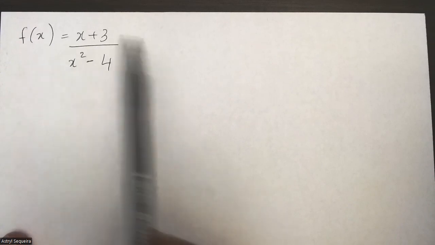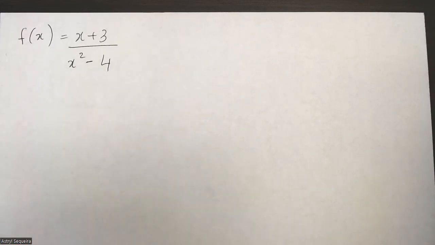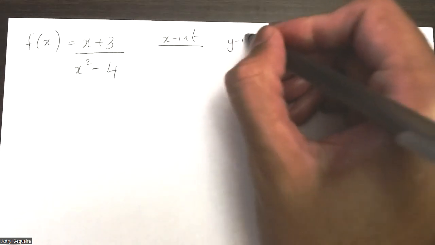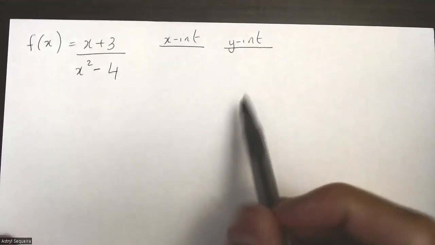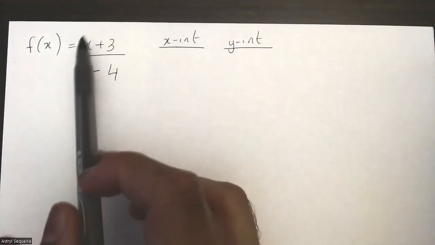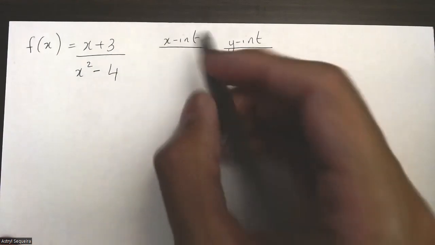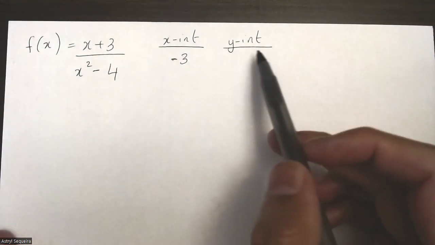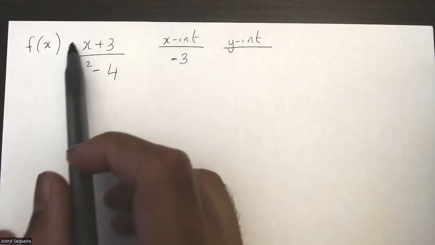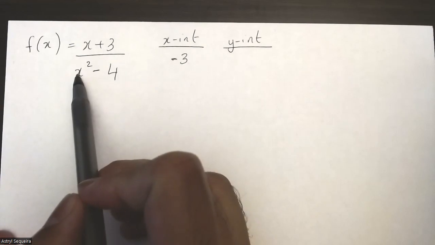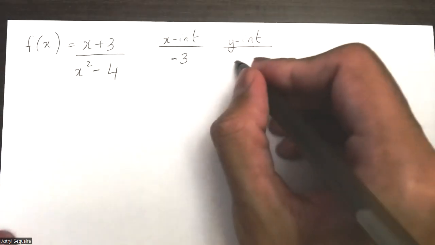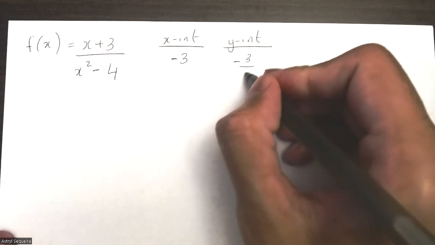All right, so we want to do the entire curve sketching algorithm for this problem over here. So the first thing I'm going to do is find my x-intercept and my y-intercept. To find my x-intercept, it's just the solution to the numerator of this equation, which is just going to be -3. And to find the y-intercept, I'm going to sub in x as 0 and solve it. So I'm just going to have +3 over -4, which is just -3 over 4.